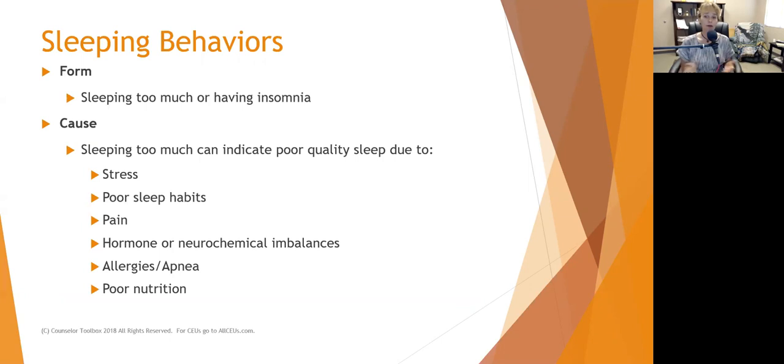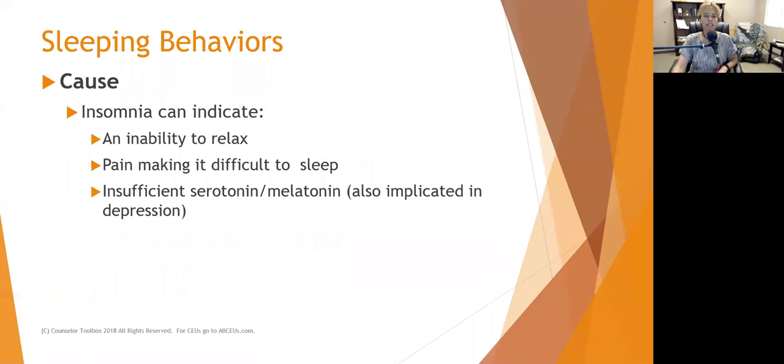Pain, hormone or neurochemical imbalances. If you don't have enough serotonin, you're not going to have enough melatonin. If your hormones are out of whack, you may have hot flashes. Allergies and sleep apnea that make you cough or stop breathing. And poor nutrition. Again, you need the good nutrition in order to make the melatonin. So insomnia can often indicate an inability to relax, and I encourage clients to learn progressive muscular relaxation, yoga, stretching, identify anything that can help them relax.